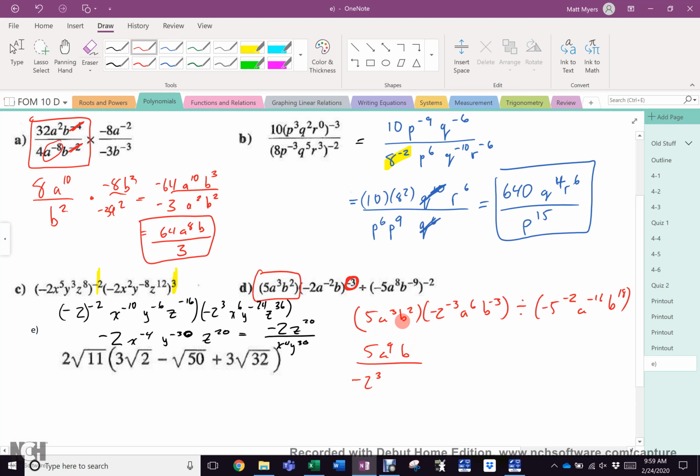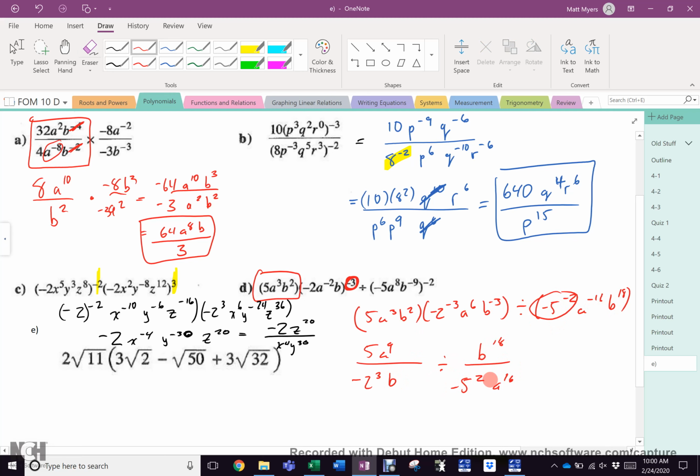9, 2 and negative 3. What am I going to get there? Negative 1. So my b is going to move down there, divided by... where's that moving? To the bottom, negative 5 squared. A to the 16th is moving to the bottom, and b to the 18th is staying up top, yes?